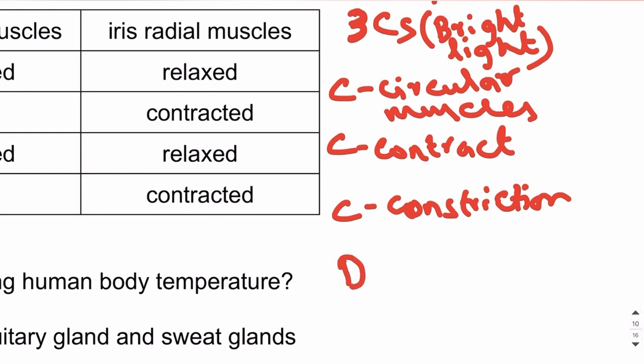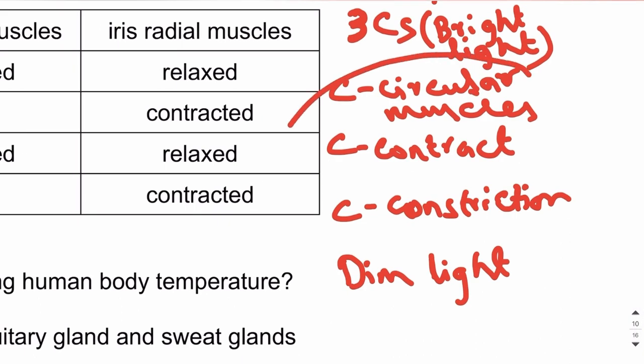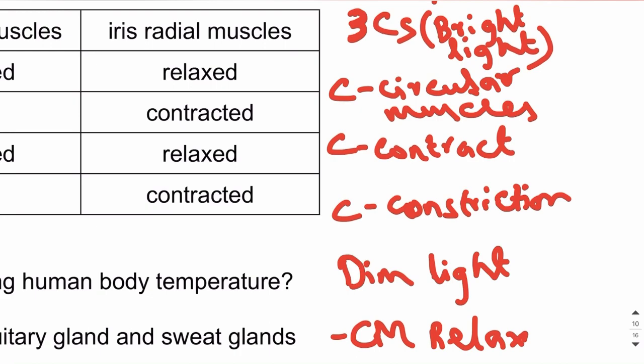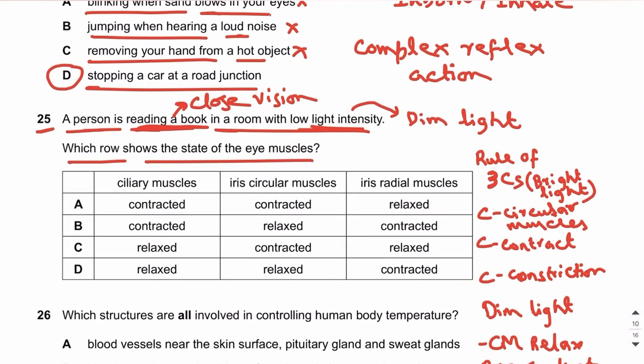Over here we have dim light. So the things will be opposite. Because in the bright light, circular muscles contract and radial muscles relax. In the dim light, what will happen? Circular muscles will relax and the radial muscles will contract, right? So iris circular muscles need to be relaxed because this is the dim light, and radial muscles need to be contracted. So the answer could be B or D.